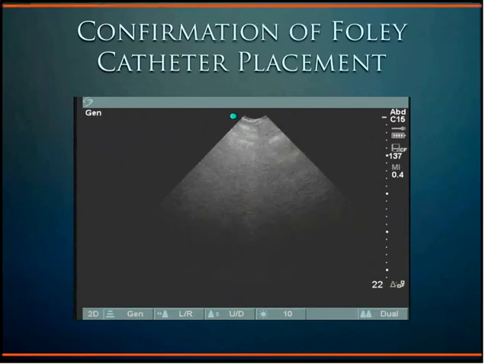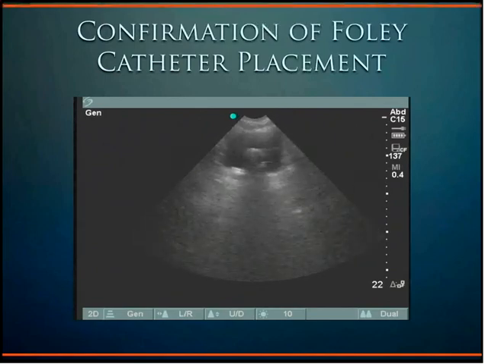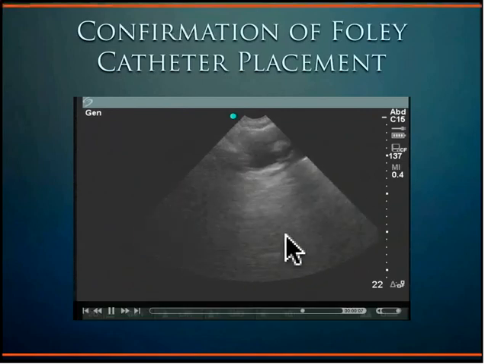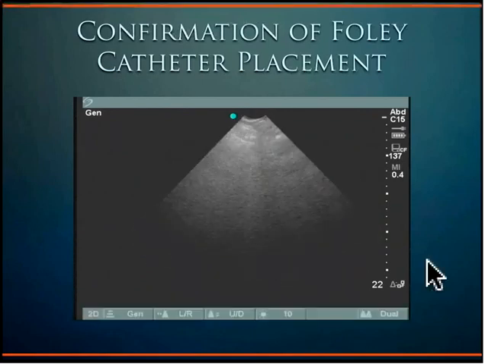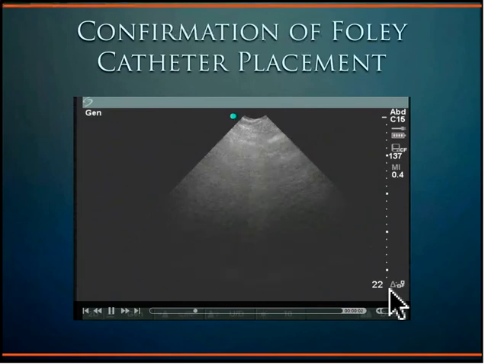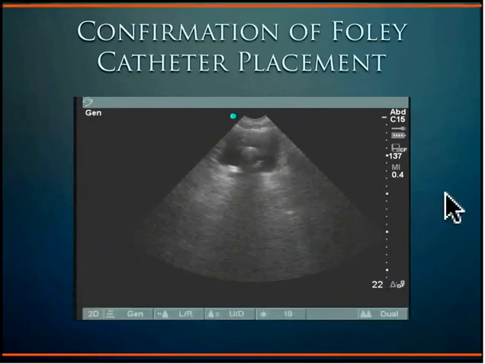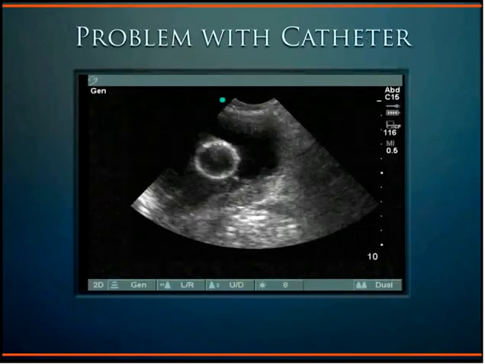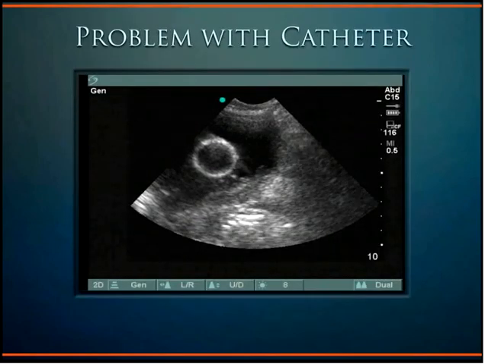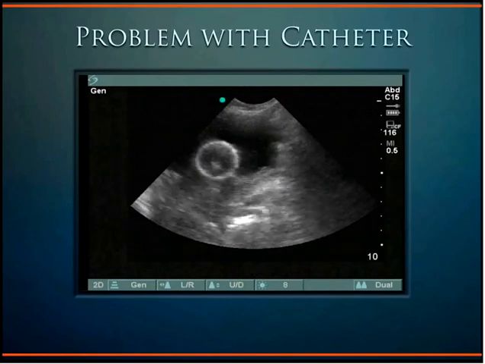However, of technical note, the depth is too deep and this depth should be decreased so as to not waste all this screen real estate. In other words, we have the depth here at 22 centimeters and really the depth only needs to be about 8 or 10 centimeters. Now, after decreasing the depth to 10 centimeters, now the bladder takes up most of the screen.